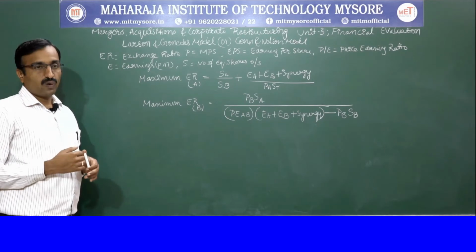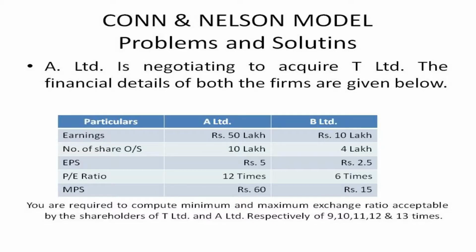We'll take one problem so you can understand that. A Limited is negotiating to acquire T Limited. The financial details of both companies are given in the table. Earnings are 50 lakh and 10 lakh. Number of shares outstanding are 10 lakh and 4 lakh. Earning per share is 5 rupees and 2.5 rupees. PE ratio is 12 and 6. Market price per share is 60 in A Limited and 15 in T Limited.